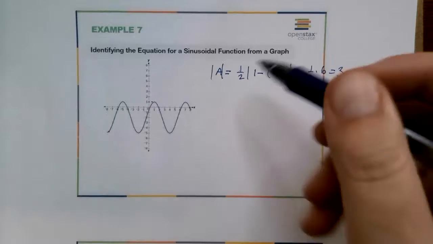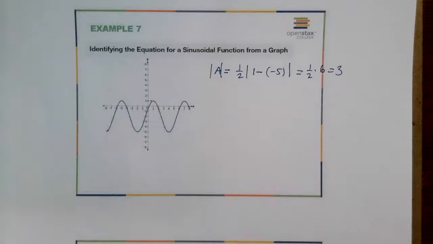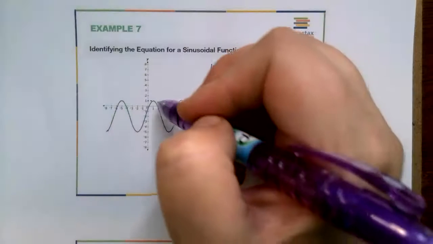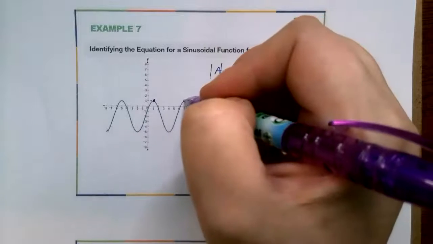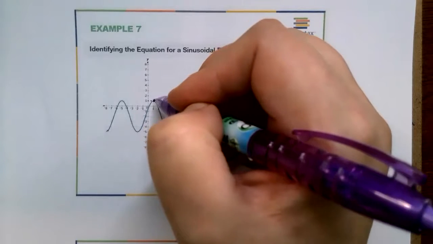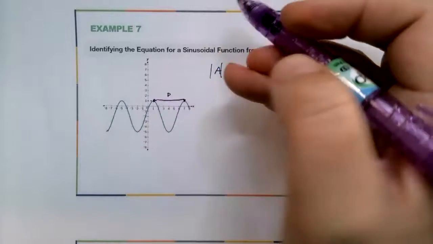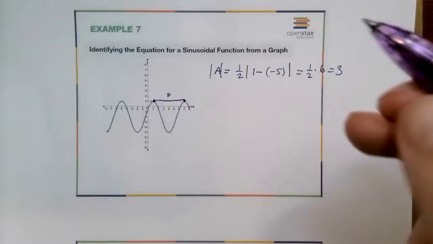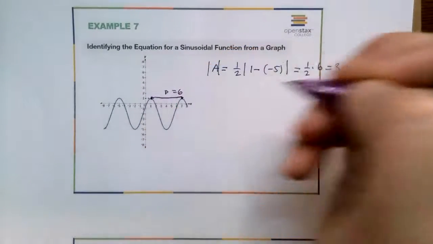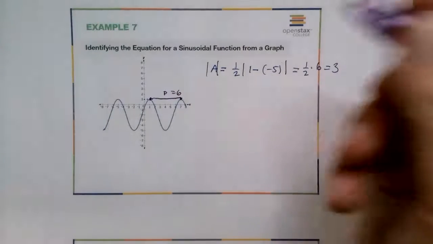Let's identify b. The period of the function will give us b. And what is the period? It's just the distance between two highest points or two lowest points, whichever is more convenient. I want to use the highest. So here, this is your period. It's from 1 to 7. So the period is 6 units, right? From 1 to 7, 6 units. Remember the formula for the period.